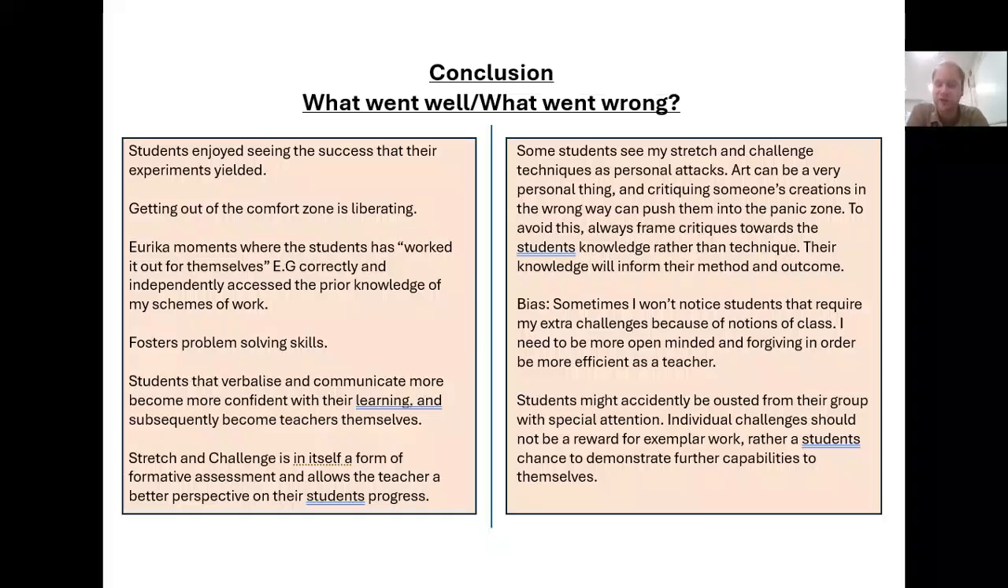I fostered problem-solving skills. I feel like I did a really good job of challenging my students and allowing them to think about their own work in multiple different aspects. And I got students to verbalize and communicate and become more confident with their learning, and this subsequently made them better teachers themselves. So, peer-to-peer learning with that.